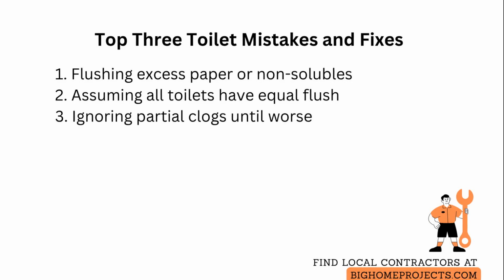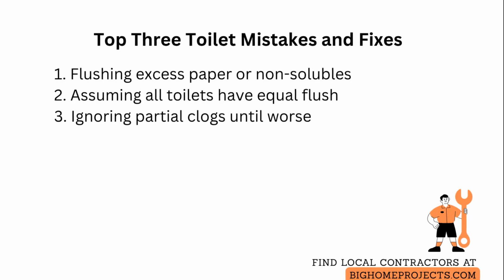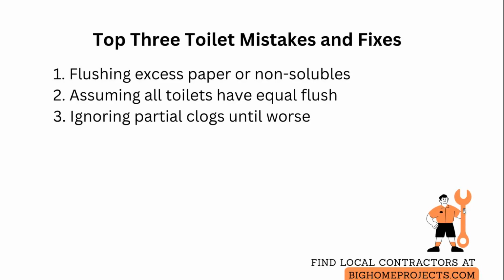When a partial clog is ignored, it often becomes a full blockage. Address slow draining immediately with a plunger or auger, and inspect downstream cleanouts if available to prevent overflow or sewer backups.